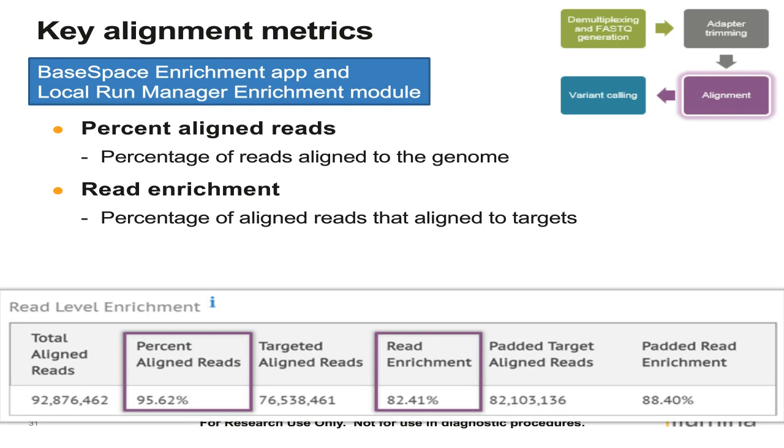A typical padding is 150 base pairs up and downstream. So this jumps from 82% to 88%, which we'd expect for an enrichment, because a lot of times those flanking regions just outside of the target regions will also get pulled down during the library prep.